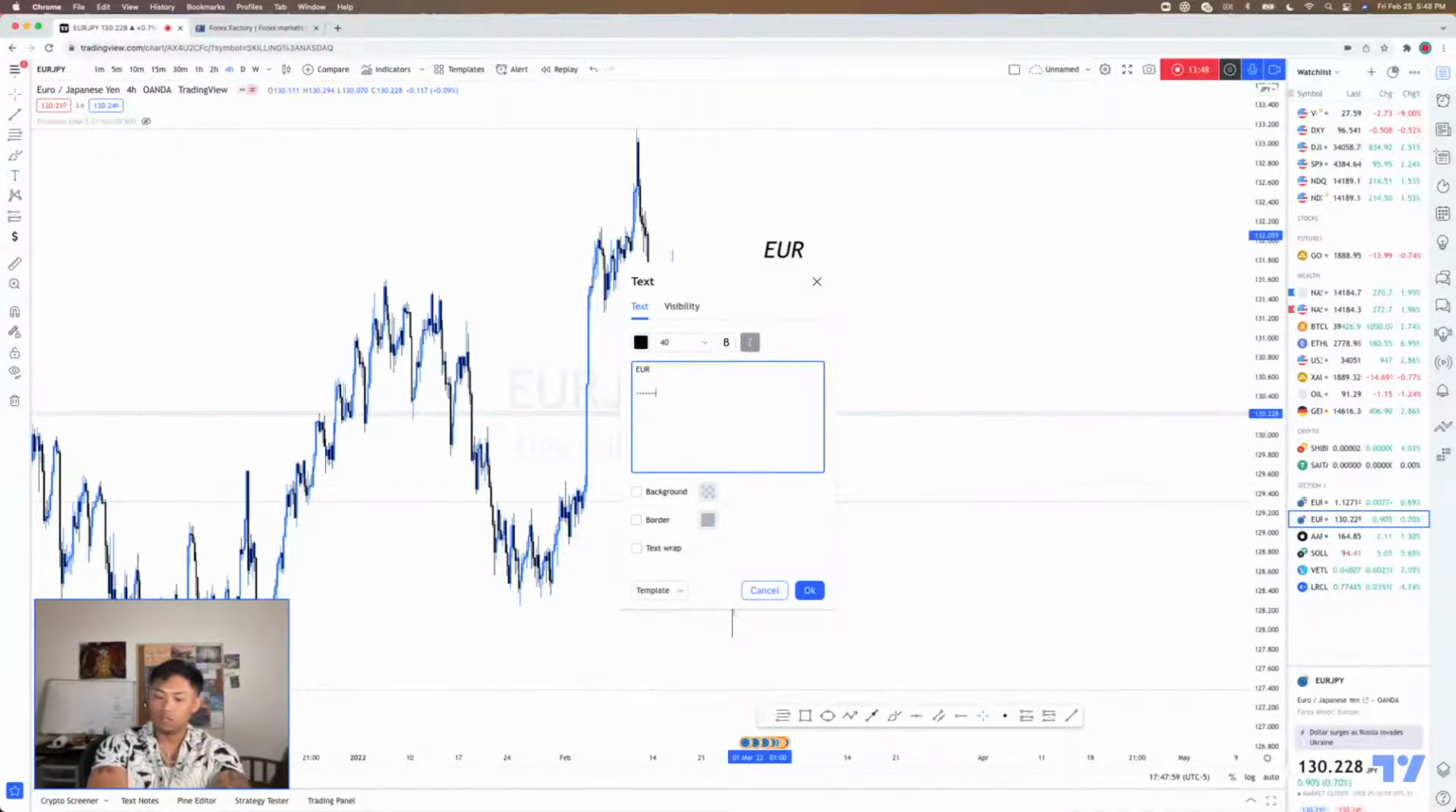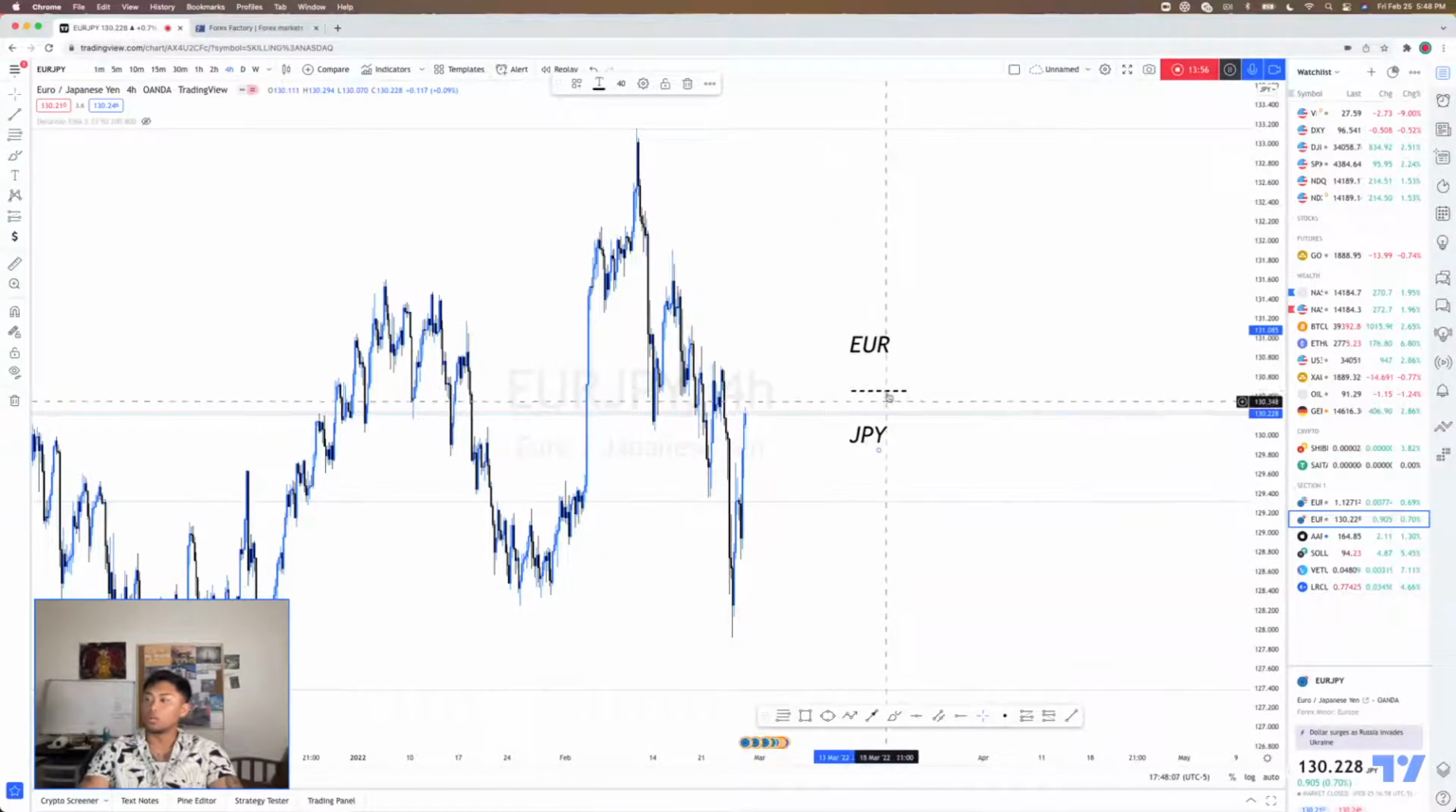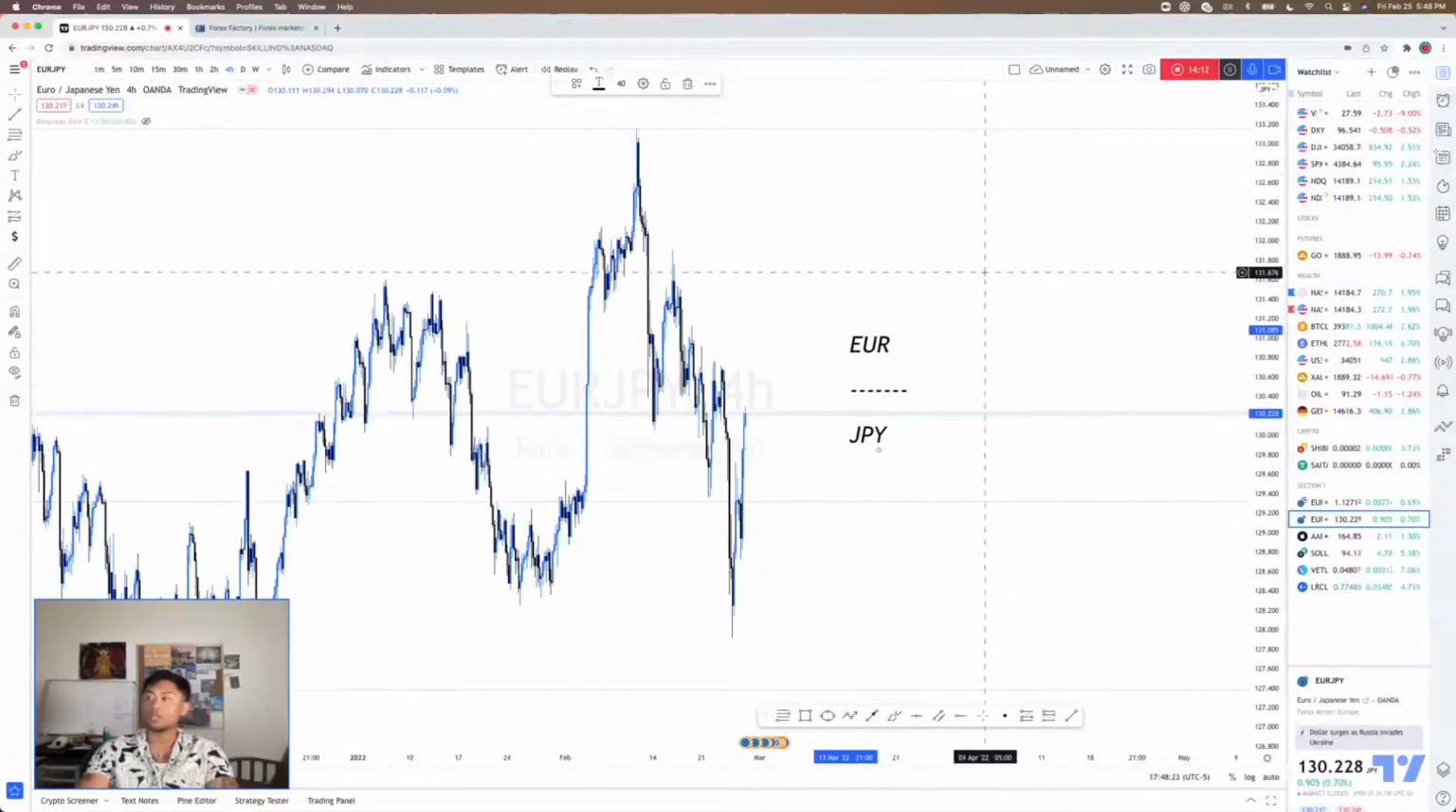So this, in this case, is Euro versus JPY, so Japanese yen. If Euro gets good news, well, guess what? The market will push up. And you guys can see the market's pushing up. If Japanese yen has good news, well, guess what? The market will go down. Or vice versa, if Euro gets bad news, the market's going to push down. If Japanese yen gets bad news, the market's going to push up.